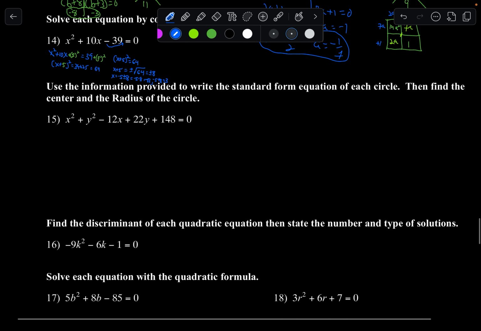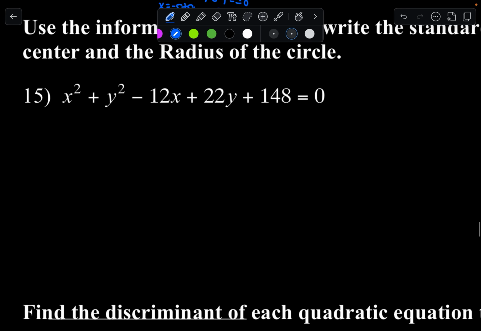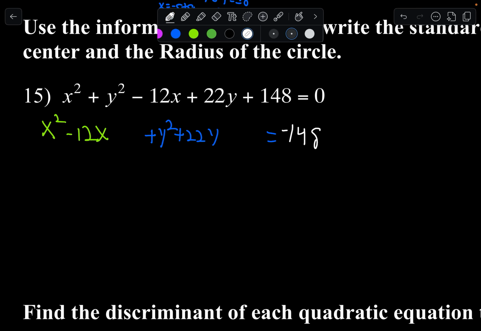All right, question 15. We're supposed to complete the square on that ugly polynomial. They tell you it's a circle. So the easiest and the best way would be to rewrite this with the x's together. So that'll be x squared minus 12x. And then I'll do blue for the y. So then we'll have plus y squared plus 22y. All right? And then I moved the positive 148 over to the right, by subtracting 148 from both sides.